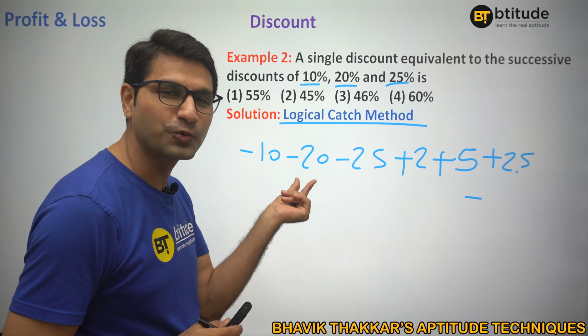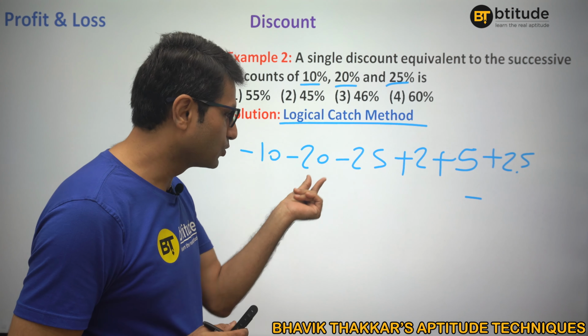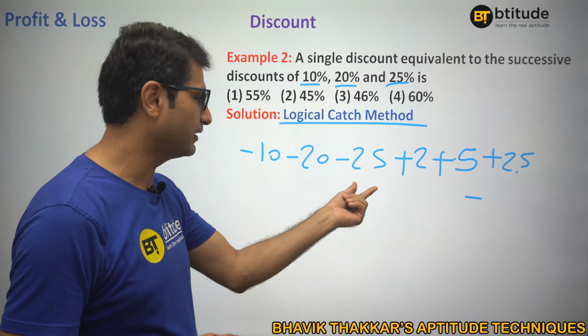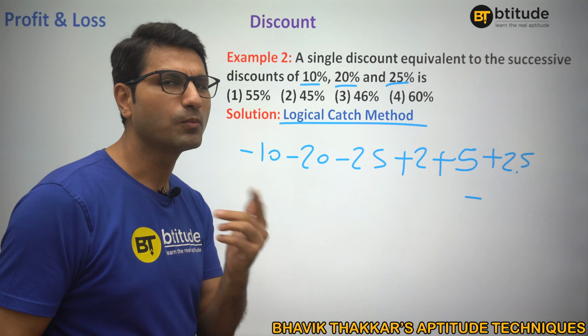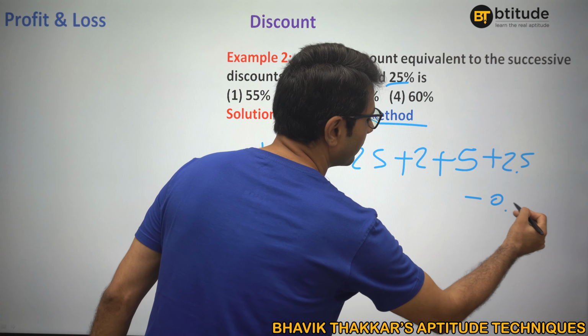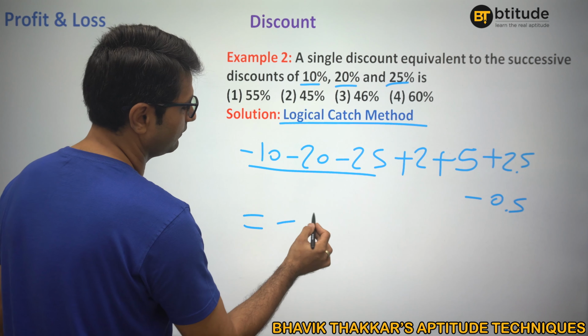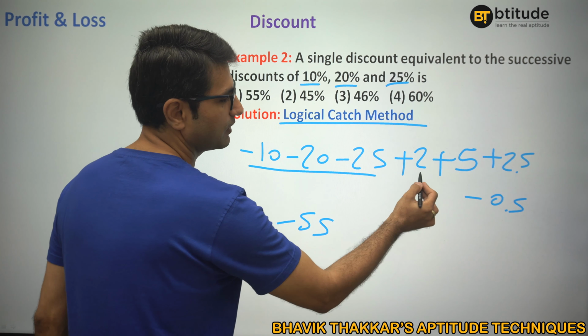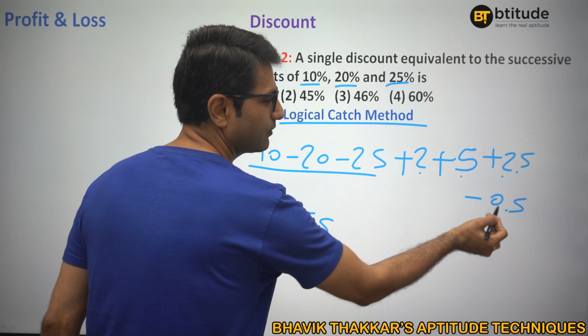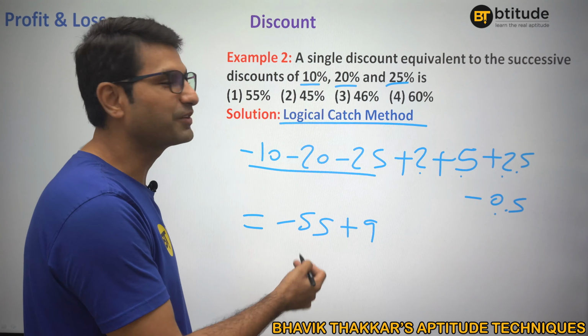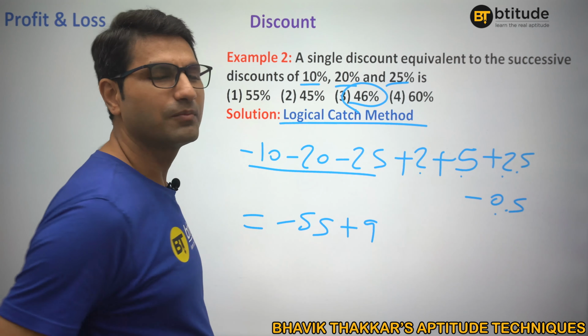10% of 20 is 2, 2% of 25 or 25% of 2, either way it's the same. 25% of 2 is 1/4 of 2, 0.5. So minus 0.5. So what is the total? The total is actually minus 55 plus 7 plus 9.5 minus 0 plus 9. What is that? Minus 55 plus 9 is also minus 46.